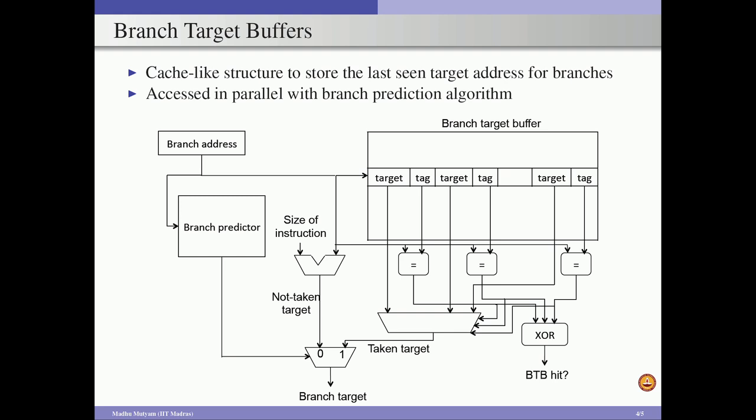By the way, once a branch outcome is resolved and the target address is computed, we will come back to this branch target buffer and update the entry accordingly, because this branch target buffer is actually storing the last seen target addresses for the branches. So that the next time the same branch occurs, we can use this target address if the branch is going to take place. So for that reason we have to update this branch target buffer after the branch is resolved and the target address is computed.